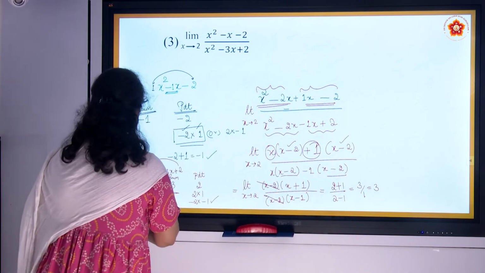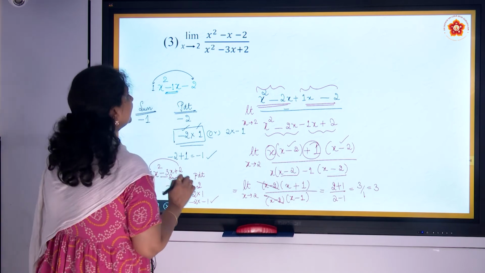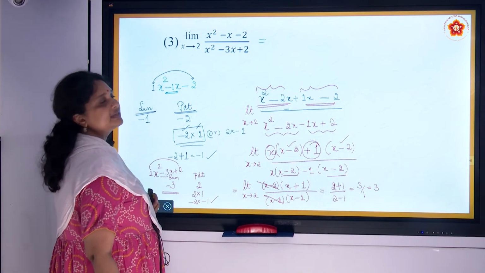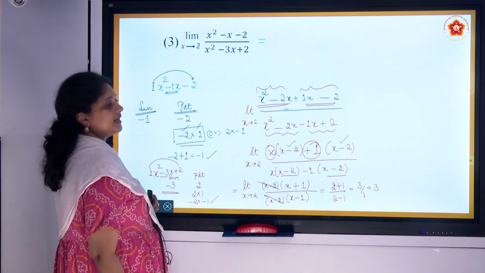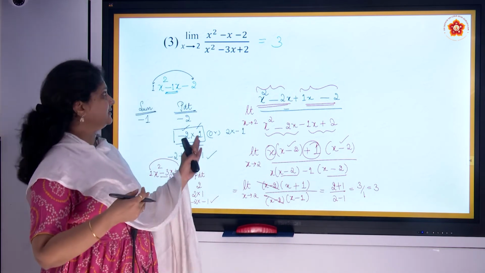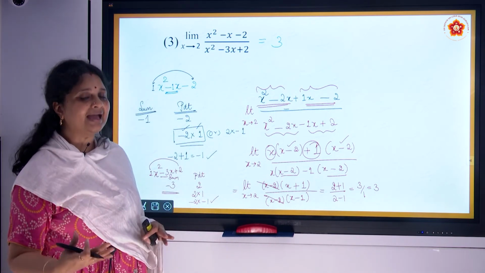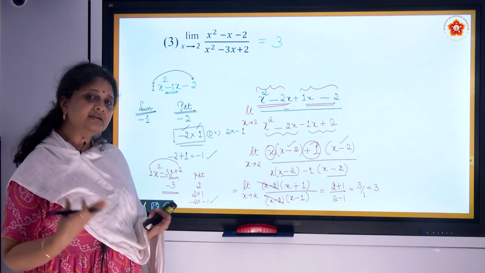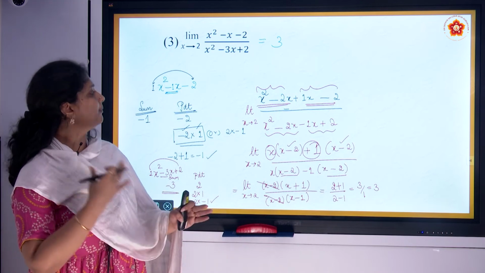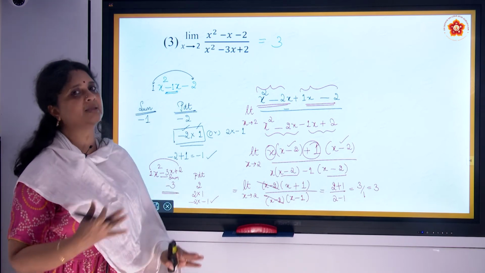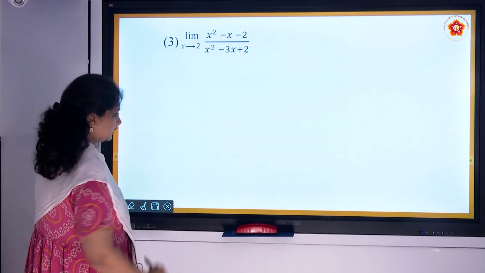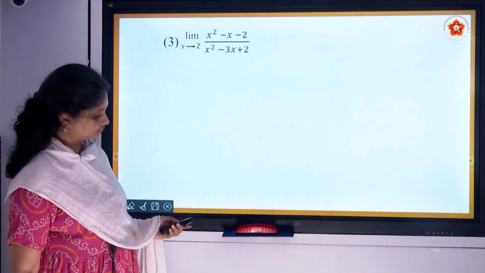So what's my answer? My final answer is that limit x tending to 2 of x square minus x minus 2 by x square minus 3x plus 2 is nothing but 3. So what did I do? I just rewrote whatever I had in a different way and cancelled out the things that were giving us hindrance. That's it. So I rewrote and made it in a different form and then substituted the limits. So that's about this question. We'll move on to the next question.